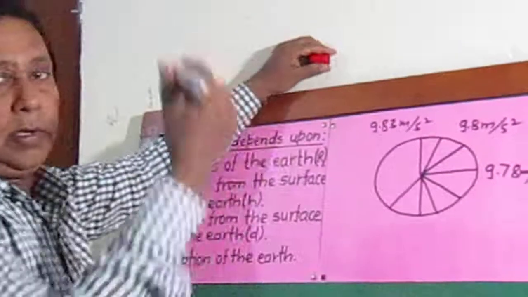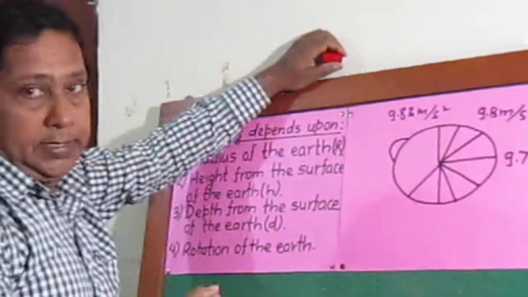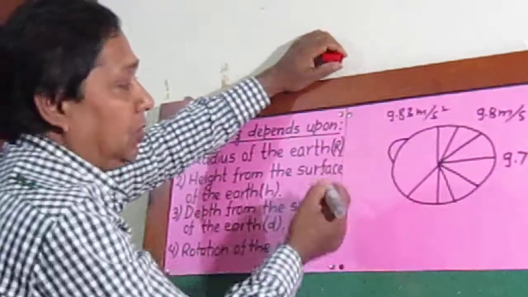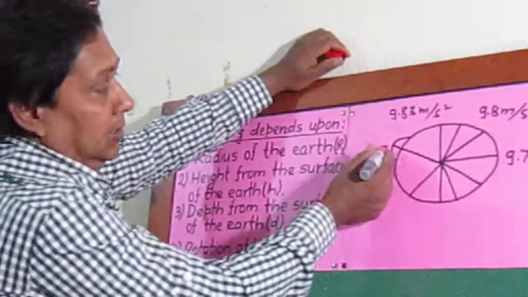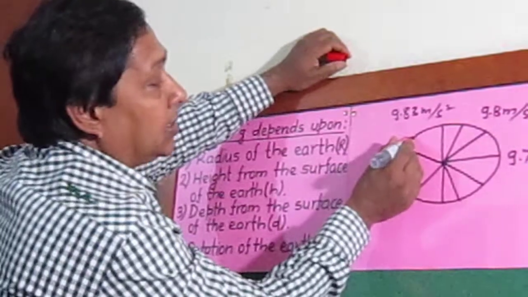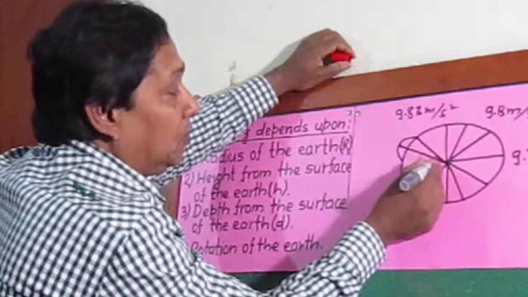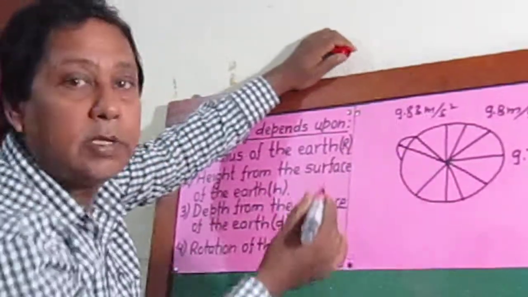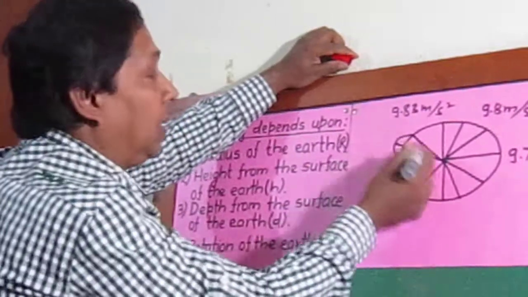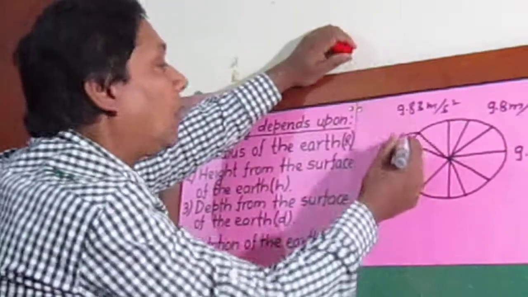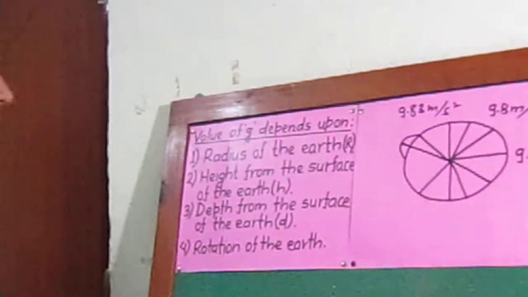Now, moreover, let's talk a little more also. If there is a mountain at a certain place on the surface of the earth, then radius at the top of the mountain is found to be more. Really it is more, and radius at a certain place at the bottom of the mountain is less. That's why radius is more at the top of the mountain. That's why value of g is less at the top, but the value of g is more at the bottom of the mountain because radius is less.